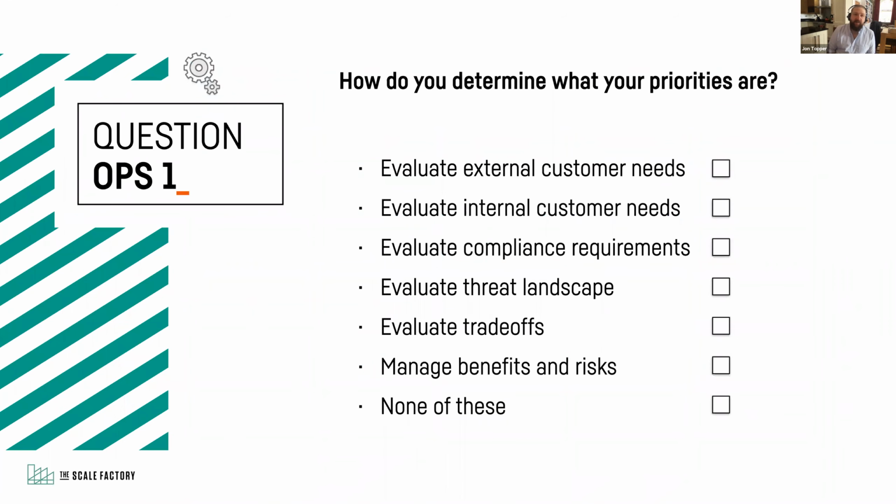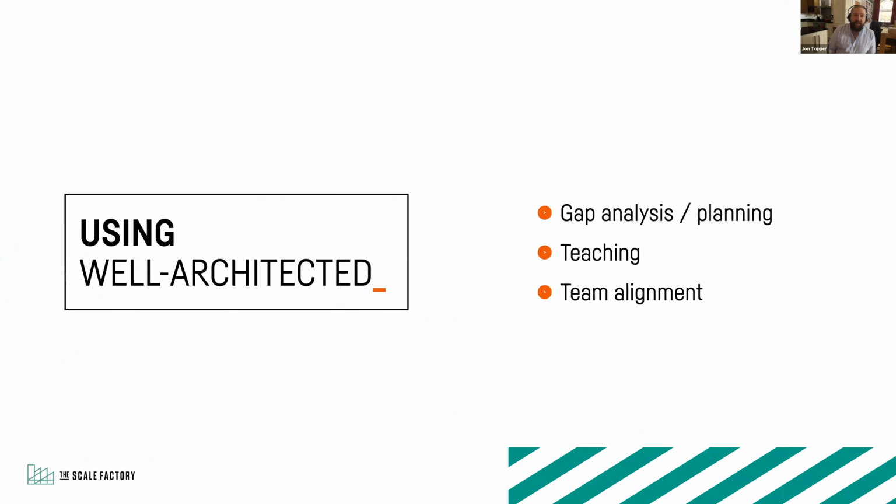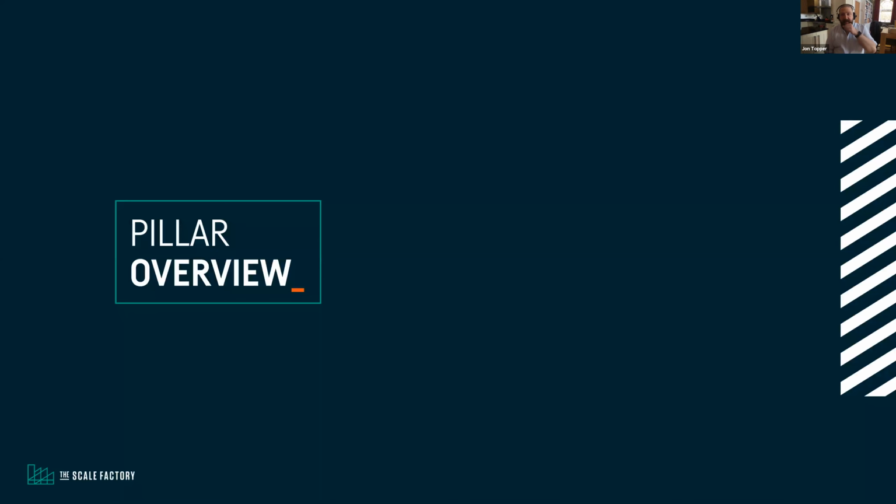This is the first question, the ops pillar, asking how do you determine what your priorities are? And there are a number of boxes you could tick here, and you tick one or many of those boxes, and each tick in those boxes will give you a score. So depending on what you tick, you will either get a well-architected mark, a needs improvement mark, or a critical finding mark. I appear to have duplicated this slide, so we'll skip over that, and then dive into the pillars themselves.